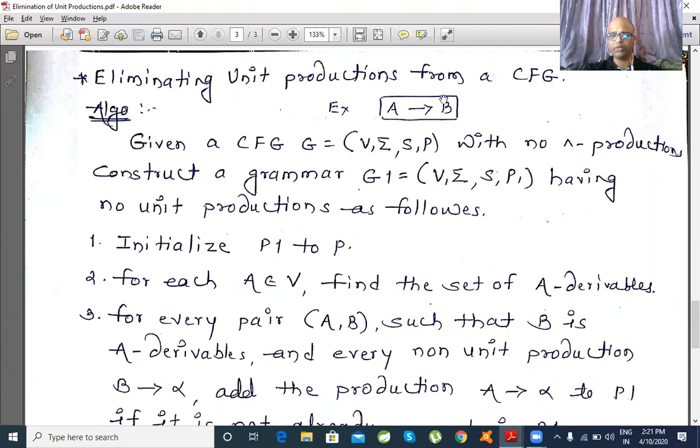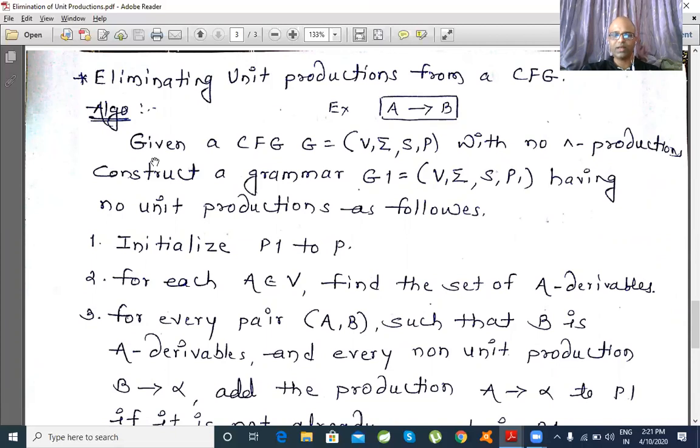So up till now, whatever we discussed, this is what we call a unit production. So what does unit production stand for? Any non-terminal on the left hand side producing exactly a single non-terminal on the right hand side. If this condition is available in your productions, it is specified as a unit production. Now check out the procedure.